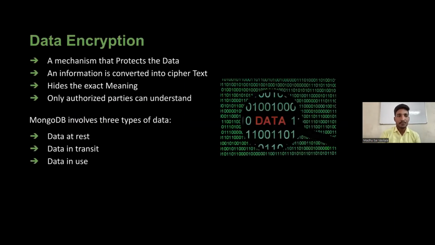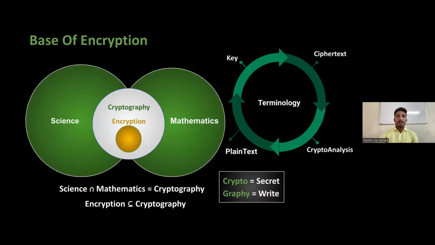That is data encryption. An encryption mechanism protects the data, hides the plain text and converts it into ciphertext. Only users who are really authorized can understand and read it in the readable format. MongoDB involves 3 types of data: data at rest, data in transit, and data in use. The base of encryption.